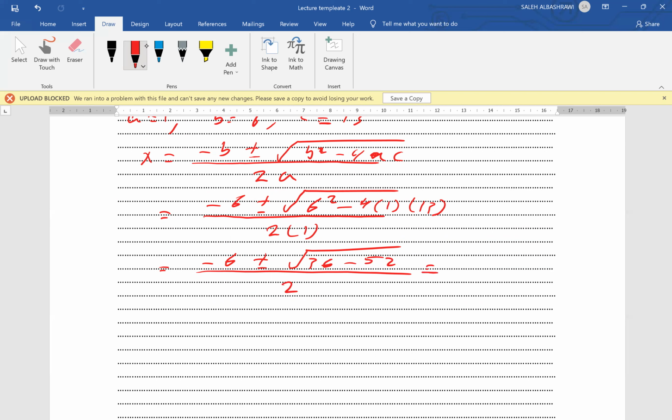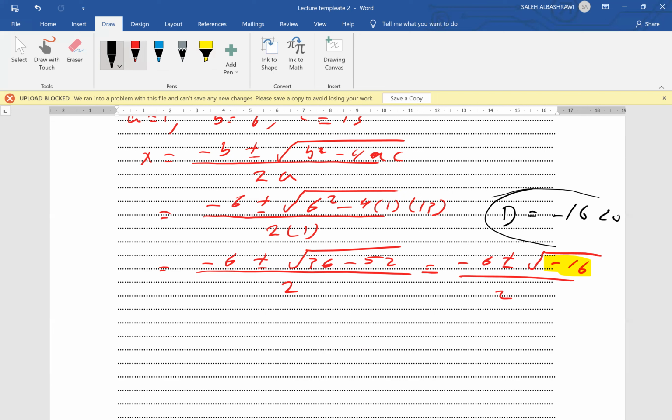That will be minus 6 plus or minus square root of minus 16. Now, what is inside the square root is minus 16. This is the discriminant. I will call D, discriminant, equal to minus 16. It is less than 0. Now, if the discriminant is less than 0, I will have two different complex solutions.